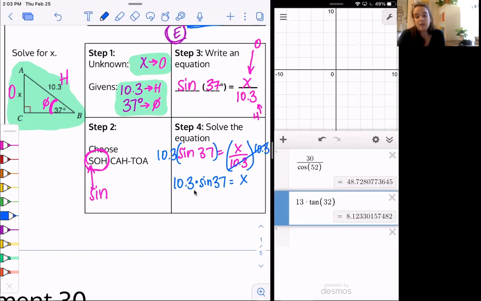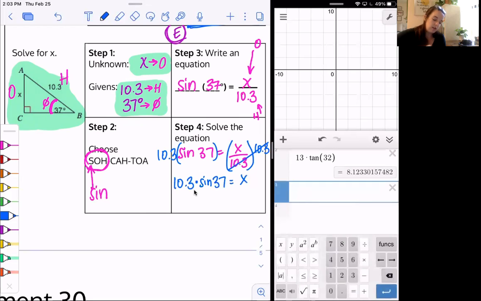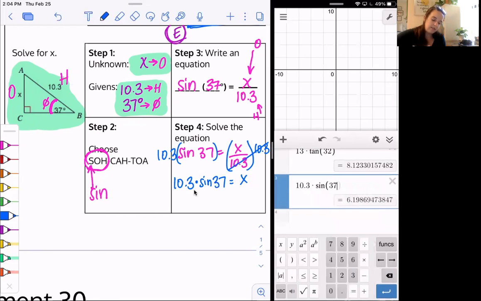No, I don't, right? X is by itself. I don't have to. So I'm going to go here and type in 10.3 times sine of 37. 10.3 times sine 37. I have 6.198.